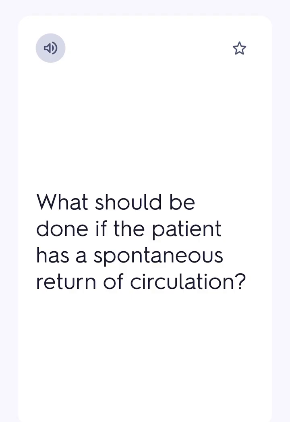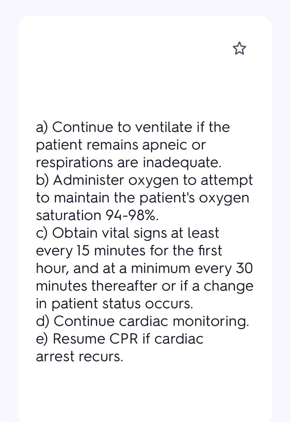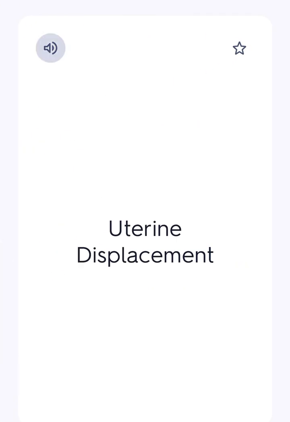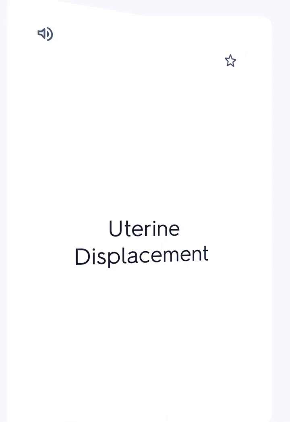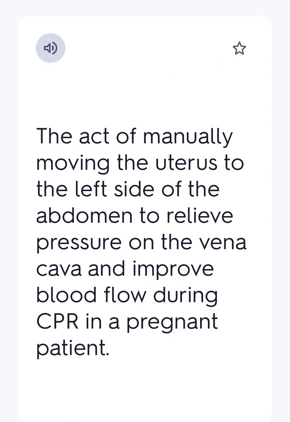What should be done if the patient has a spontaneous return of circulation? Uterine displacement. The act of manually moving the uterus to the left side of the abdomen to relieve pressure on the vena cava and improve blood flow during CPR in a pregnant patient.